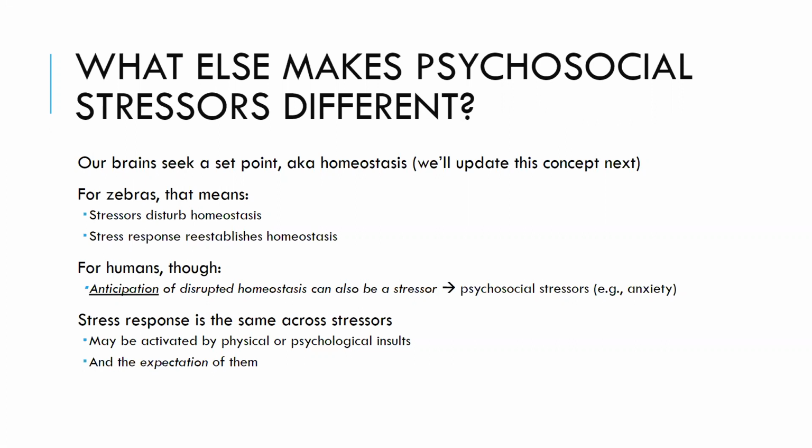For humans, though, we have the ability to conceive of the future, which is very unique. And so we can become stressed, not just when homeostasis is disrupted, but when we think homeostasis may be disrupted. This is really how psychosocial stressors are different. We aren't just stressed looking for our first job outside of college, but we're stressed years before, just thinking about graduation and getting that. So this is really where anxiety is born. The stress response, at the end of the day, whether we are dealing with the psychosocial or the physical stressor, is the same. And this physical response is triggered also in humans by the expectation of disrupted homeostasis.